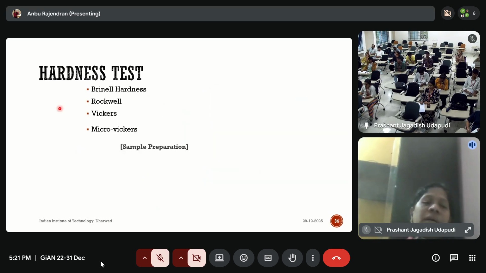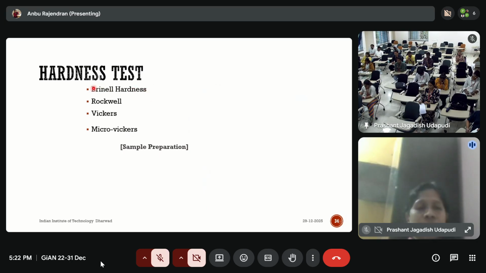The next basic mechanical testing method is the hardness method. There are multiple hardness methods based on the load applied, the area covered, and the indenter you are using, so you can classify them into multiple types. Okay, the larger area will be covered by the Brinell hardness test. It is suitable for measuring hardness of any cast product because a cast product will have heterogeneity in its microstructure distribution. So Brinell is one of the suitable methods for that.